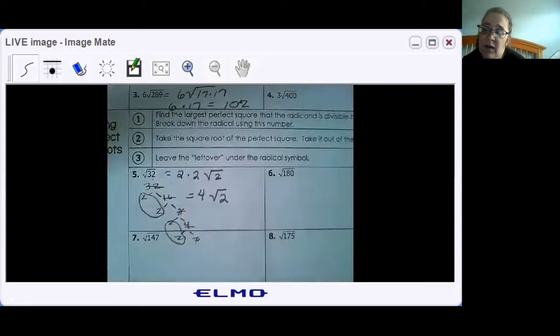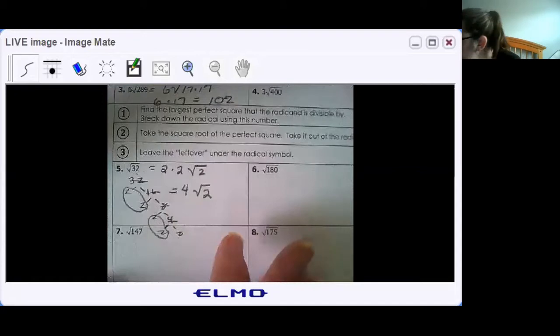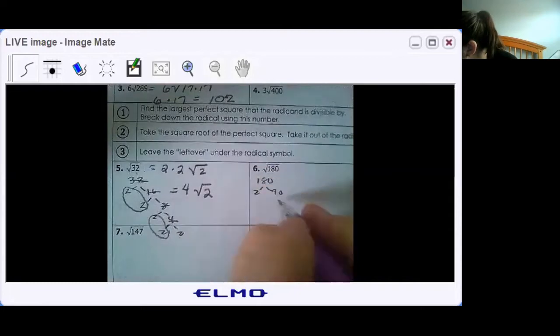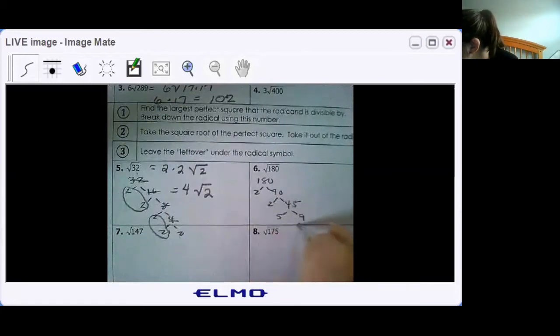Now, does it take a little bit longer? Yeah, but sometimes it's a whole lot easier than trying to figure out what the biggest perfect square is inside that. So like if I'm doing 180, 180 is 2 times 90, which is 2 times 45, which is 5 times 9, which is 3 times 3.